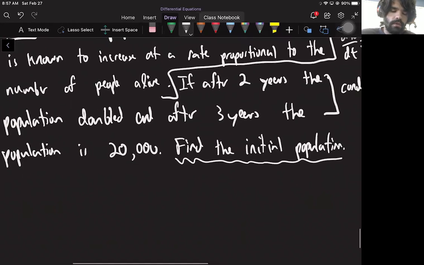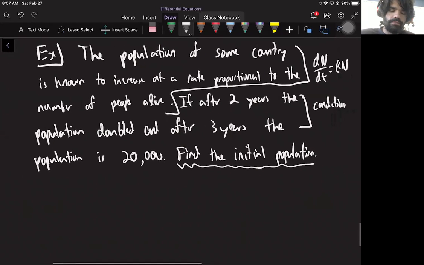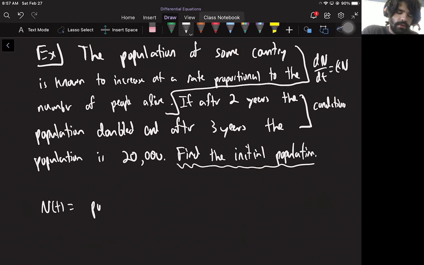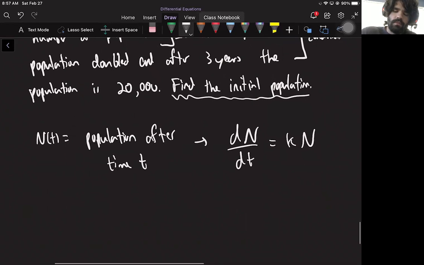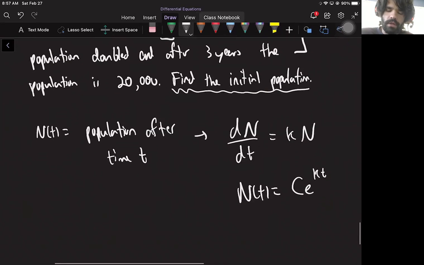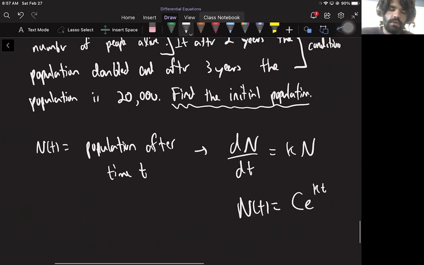Okay, so once again, we can write down some things. So what's n in this case? It's just the population after some time. We have the same differential equation with the same solution. Now what we need to do is figure out k and c with our conditions.